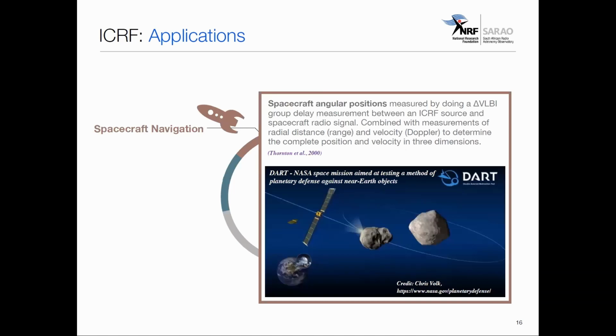Spacecraft navigation is another one. Again, we do this differential VLBI measurements between an ICRF source and then the spacecraft radio signal. Maybe you know about the DART mission. It was this NASA space mission aimed at testing a method of planetary defense against near-Earth objects. And by the way, it was a successful mission. So actually, we can say that ICRF also contributes to saving our planet.